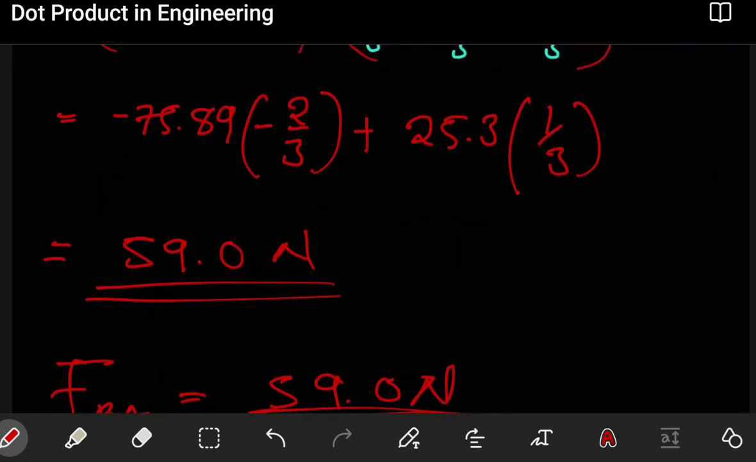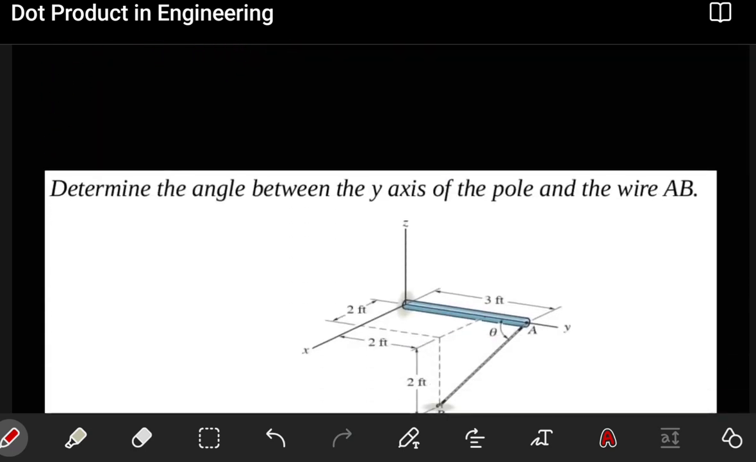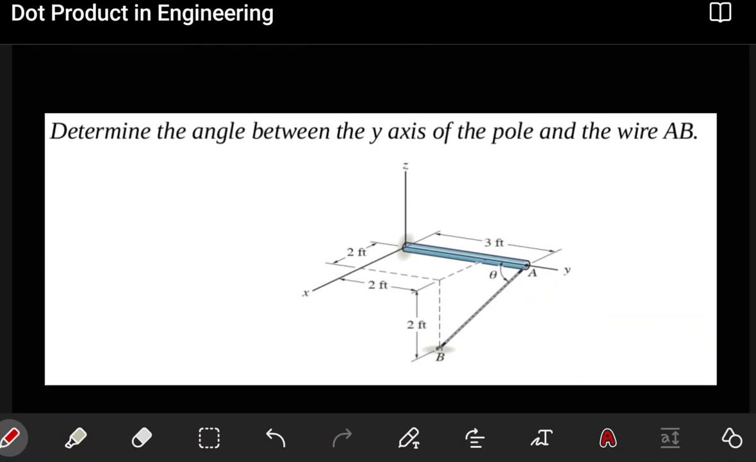Okay, I hope you guys were able to follow through on how to work out these questions. Now try to see if you can work out this question and find the answer that is expected. Let me know what you find in the comment section. Here they're asking you to determine the angle between the y-axis, which is here, and the wire segment AB. So they want you to find this angle here. Try to see if you can pull it out. Let's see what you find in the comment section.